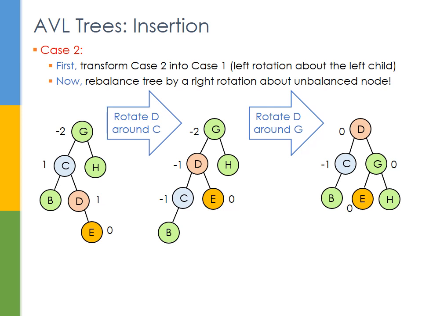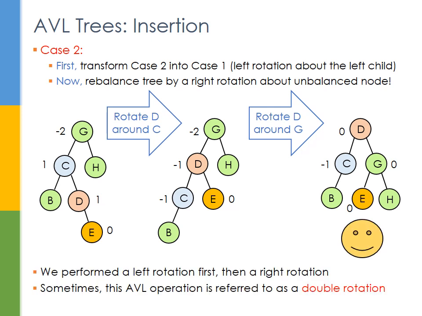Some students will implement the recomputation of these balance factor values by means of full tree traversals, but you can in fact compute the new values just based on the pattern of the balance factors for the nodes within the tree. So we now have a balanced tree, and what we saw was that we achieved this by performing a left rotation followed by a right rotation. So fairly often this operation in an AVL tree is referred to as a double rotation.